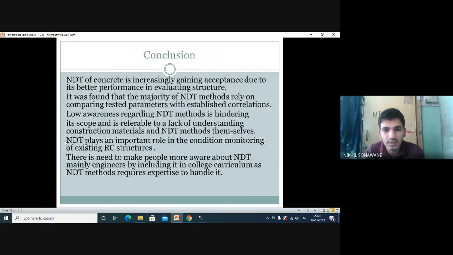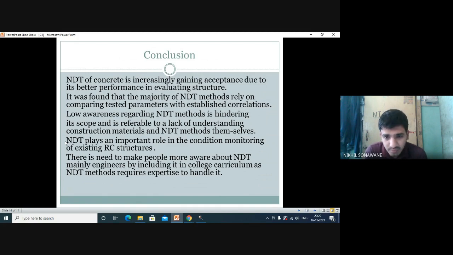Then conclusion: these methods nowadays are gaining greater acceptance among the field expertise and researchers, as well as NDT methods rely on most of the established correlations, and from those correlations they determine the results. And then regarding NDT methods, I found there is very low awareness which is hindering the scope and importance of this method, and due to lack of understanding most of the engineers avoid using these methods.